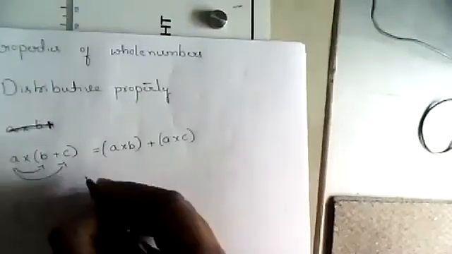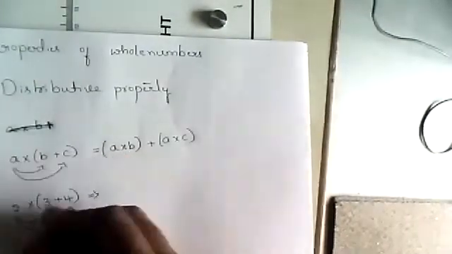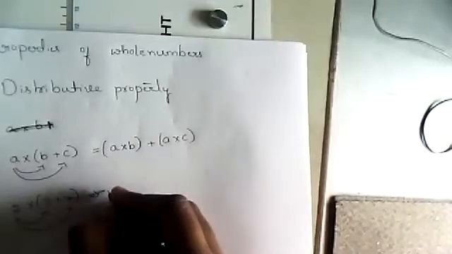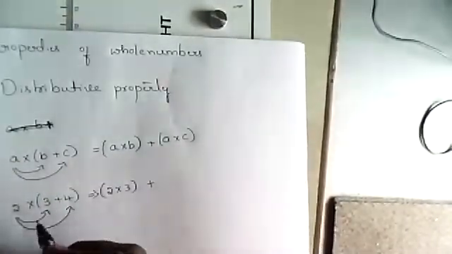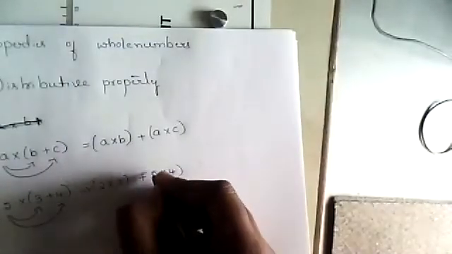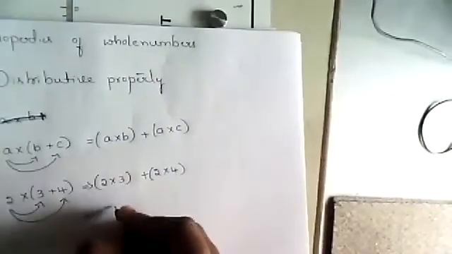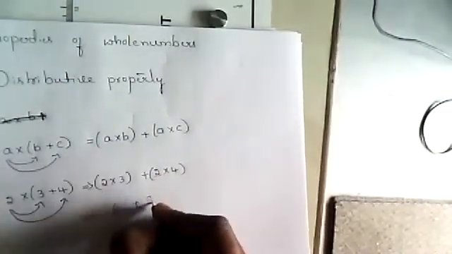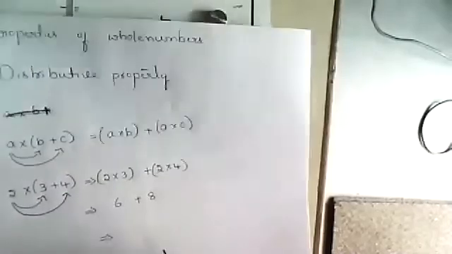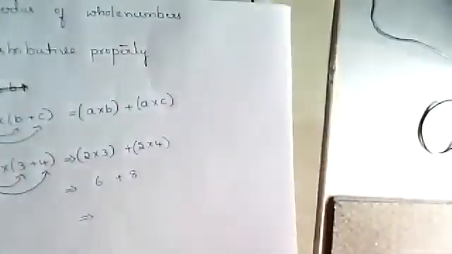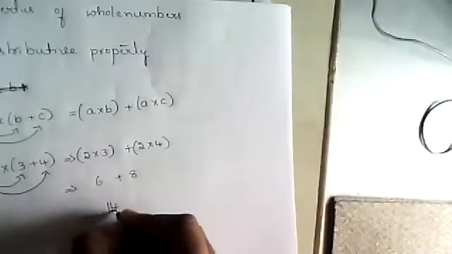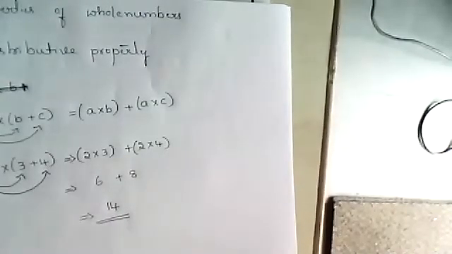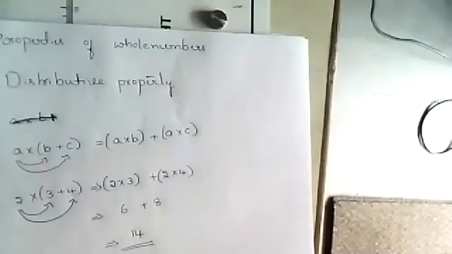Okay. So first A into B, A into B means 2 into 3, plus next 2 into 4. So 2 3s are 6 plus 2 4s are 8. When I add these two, 6 plus 8, how much? Komala? 14. Understand?